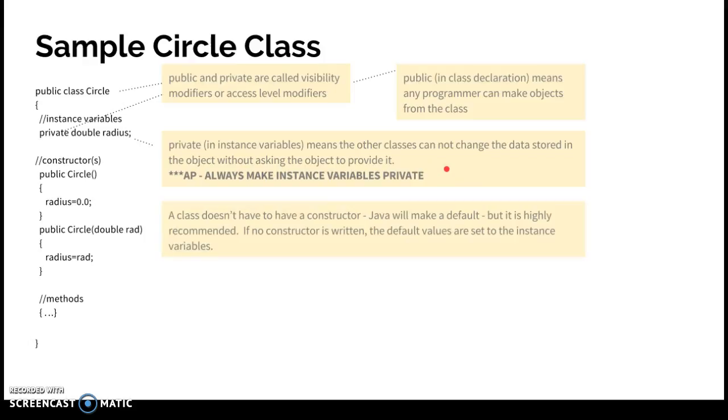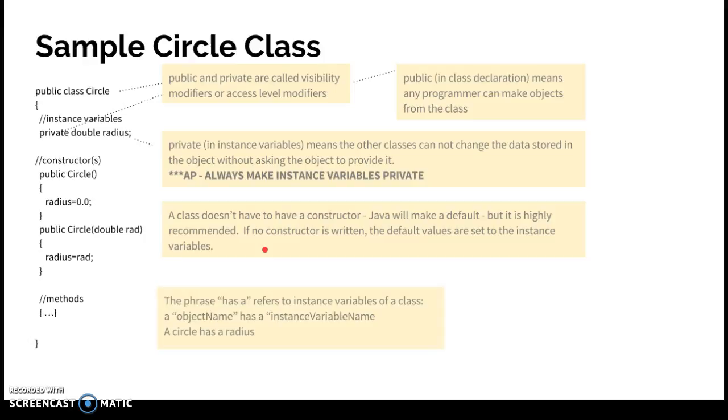So, when you have to create instance variables, make sure you remember to put the word private up there. A class doesn't have to have a constructor, I already said. Java's going to make a default, but it's highly recommended. If no constructor is written, the default values are set to the instance variables. We already talked about that in the last one.